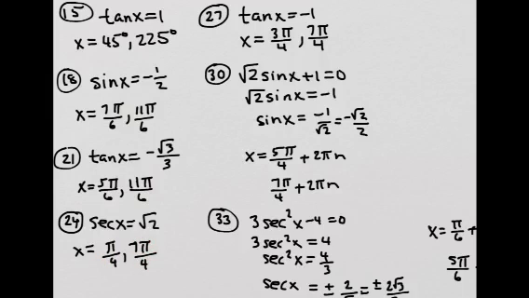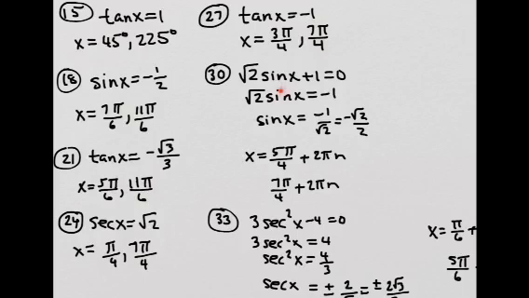Okay, for 27, tangent x is negative 1 this time. That would be, and now we're talking about radians, right? Different from 15, that was in degrees. So that would be quadrant 2 and quadrant 4. Number 30, a little bit of work.